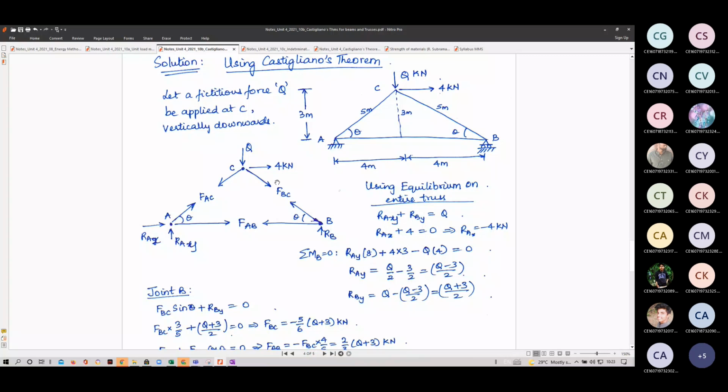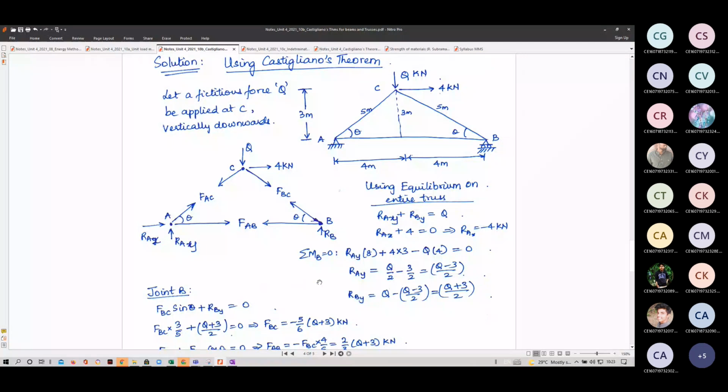Once I've marked like this, I have marked theta. Here this is 4. This length is total 8, so midpoint is 4 and height is 3. So 3 square plus 4 square under root will give you 5. So sine theta is opposite side by hypotenuse, 3 by 5. Cos theta will be adjacent side by hypotenuse, 4 by 5.